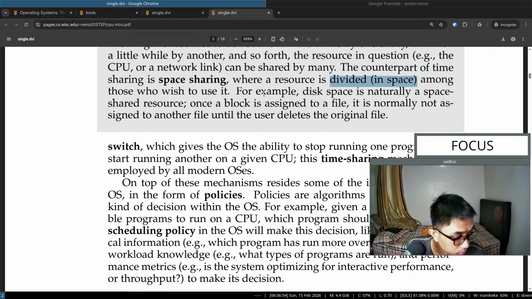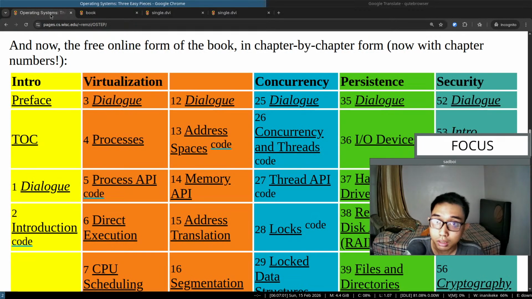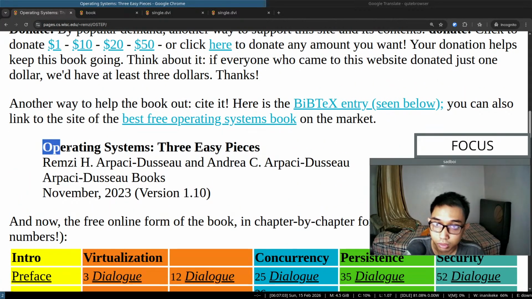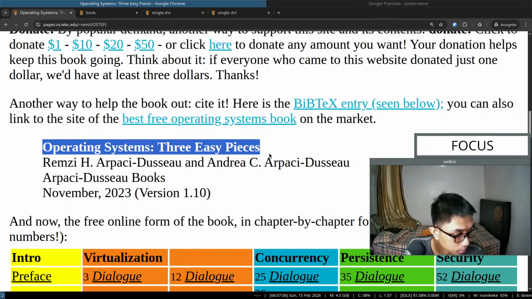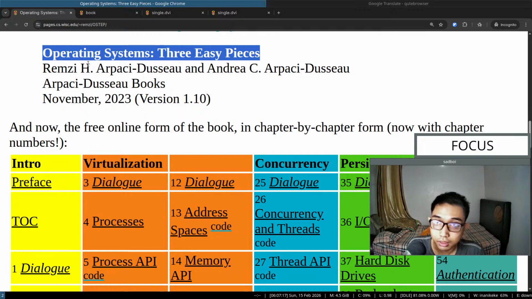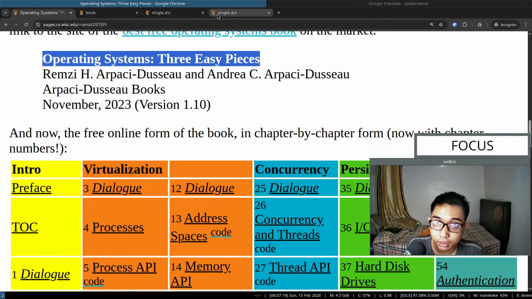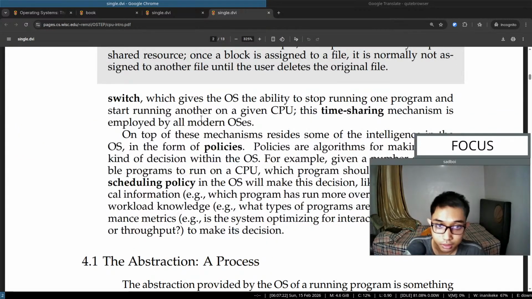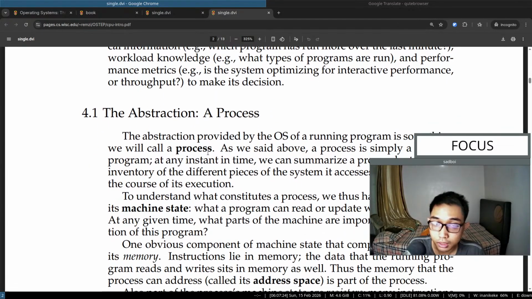Does this book have Austin in the title? Yes, this is the book Operating Systems: Three Easy Pieces. My university used this exact same book when I took operating systems. Oh, okay. Yeah, this is the book that we are using currently. Alright.